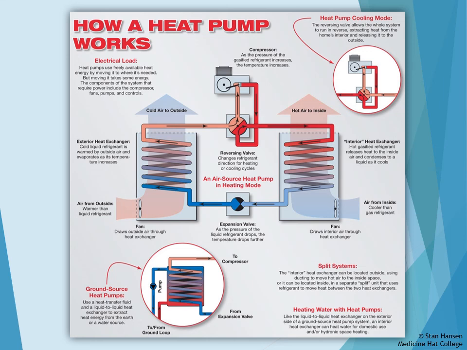When we look at the operation of a heat pump in heating mode, we find that the compressor is still changing the pressure of the refrigerant. However, as the pressure changes and it builds heat, instead of pumping that heat outside, it's actually pumping it to the air exchanger on the inside. So the indoor air exchanger becomes our condenser.